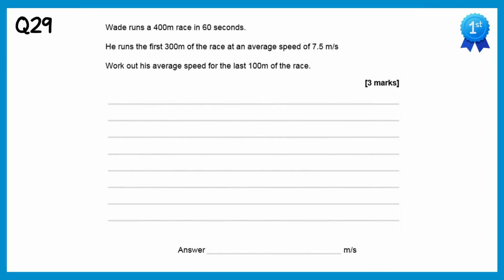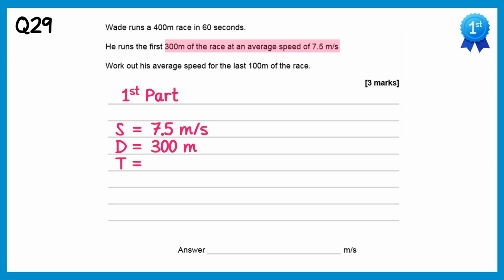This question comes in 2 parts, so we'll write down the speed, distance and time for each of those parts. So the first part, we're told in the question he runs 300 meters at a speed of 7.5 meters per second. So the distance is 300 meters and the speed is 7.5 meters per second. We don't know the time though. We'll then look at the second part. All we know for the second part is that the distance is 100 meters. We don't know speed or time.